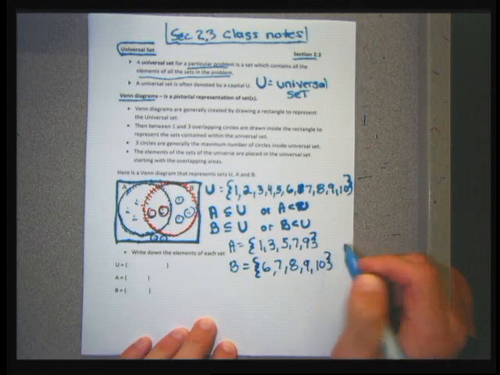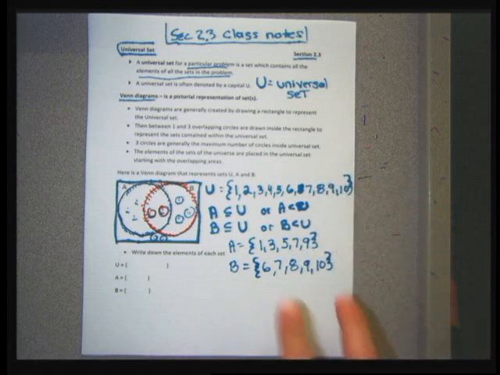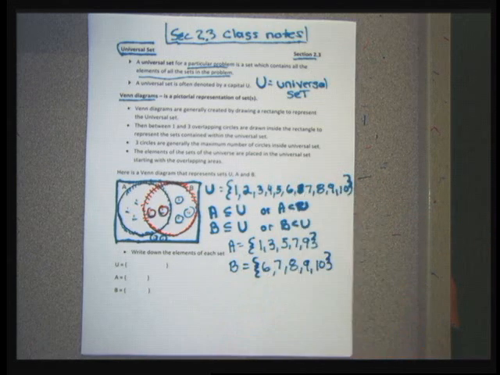We notice that A and B aren't subsets of each other. A is not contained in B, B is not contained in A, but A and B are definitely subsets of the universal set because every element in A is an element of the universal set. Every element in B is an element of the universal set.